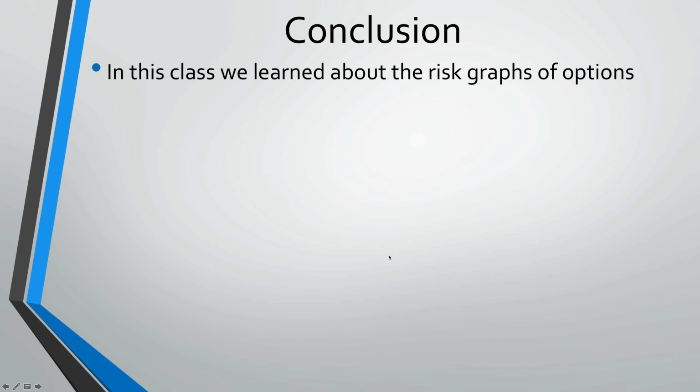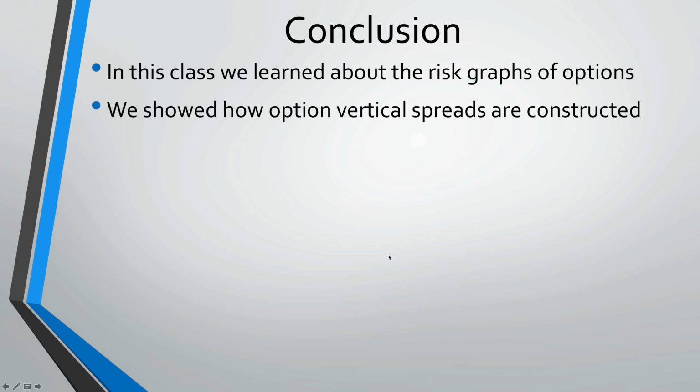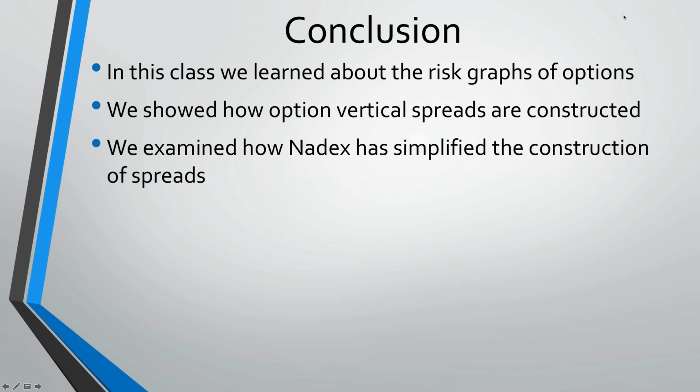So, again, what I definitely want to point out before I go through the conclusion is that a lot of these things look complicated, and they look like things option guys know. They look like things Mike knows, right? Binary options are options. Nadex spreads are option spreads, or they act like option spreads. They have the characteristics of option spreads. So in this class, we learned about the risk graphs of options, but more importantly, we showed how option vertical spreads are constructed, and we examined how Nadex has simplified the construction of spreads.